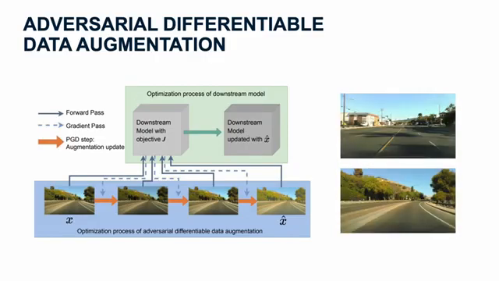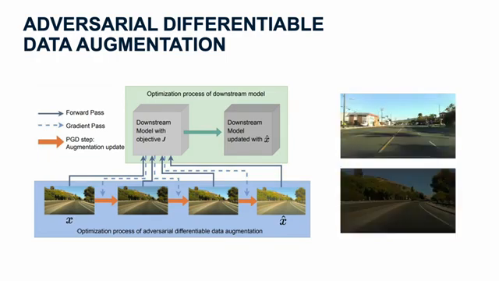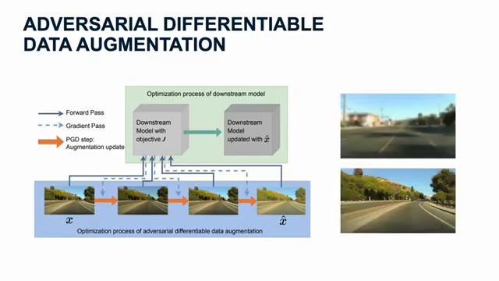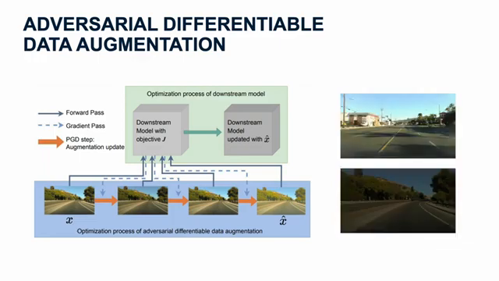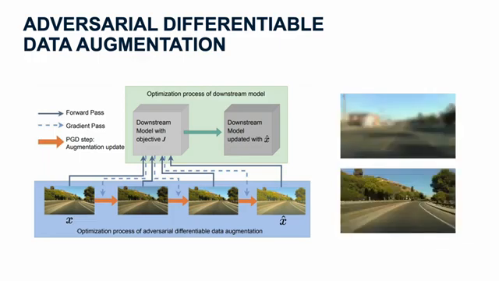The augmentation gets more and more adversarial after each one of the PGD steps, and after several updates to the input, the model itself will be updated with the final version of the augmented input. In this diagram, X hat is the final output of the augmented input using this adversarial process that we just mentioned.